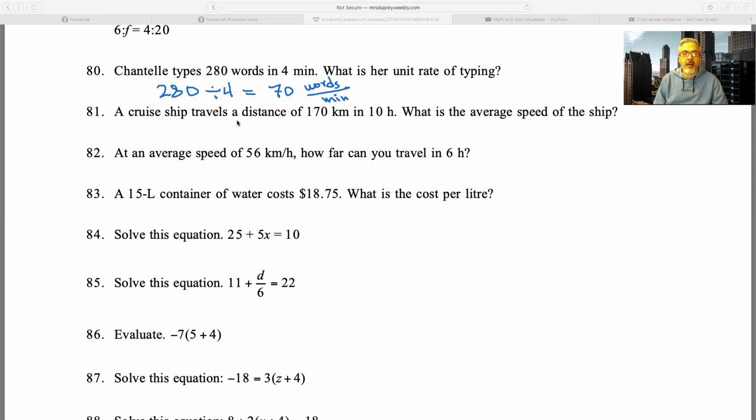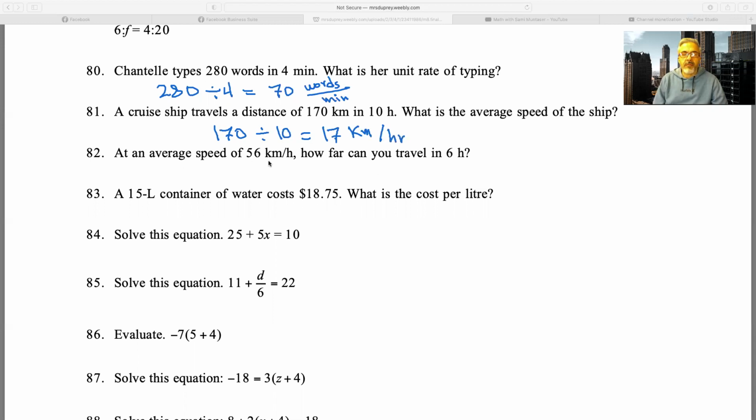81, a cruise ship travels a distance of 170 kilometers in 10 hours. What's the average speed of the ship? So if they travel 170 kilometers in 10 hours, the average speed will be 170 divided by 10, and that will give you 17 kilometers per hour. That's how fast the ship travels.